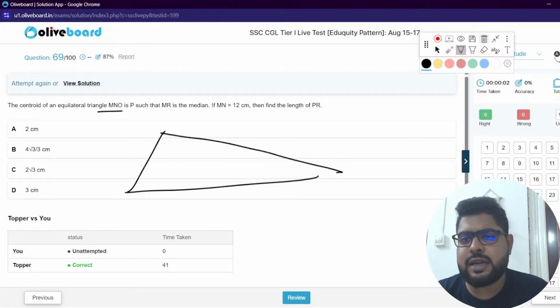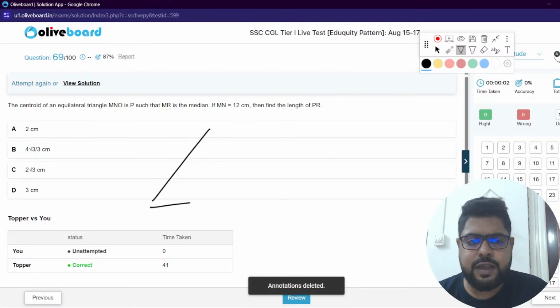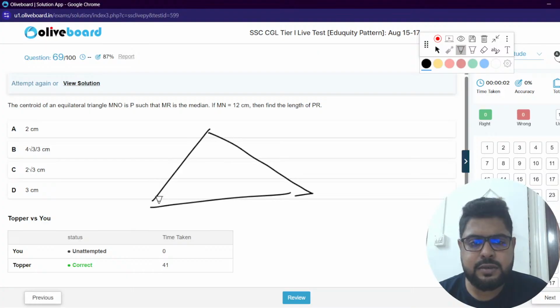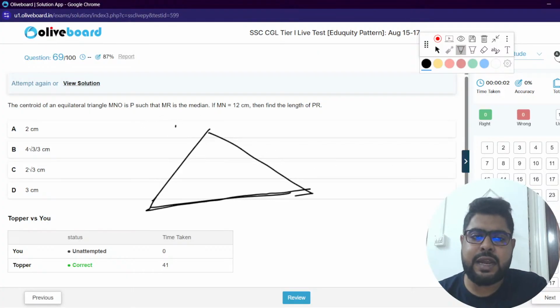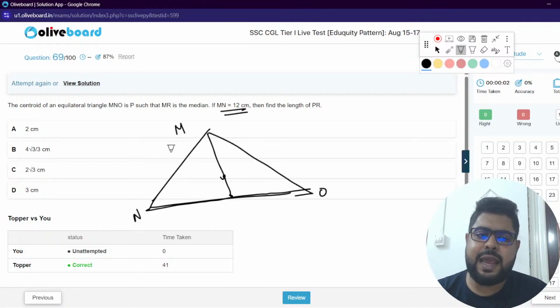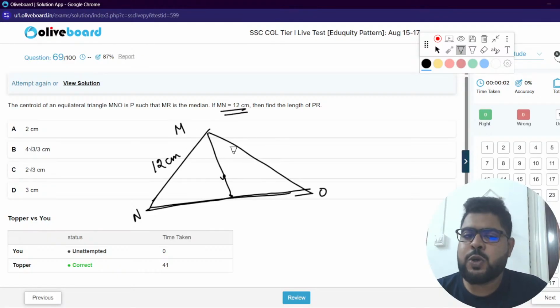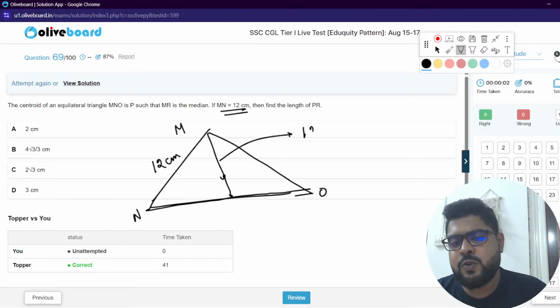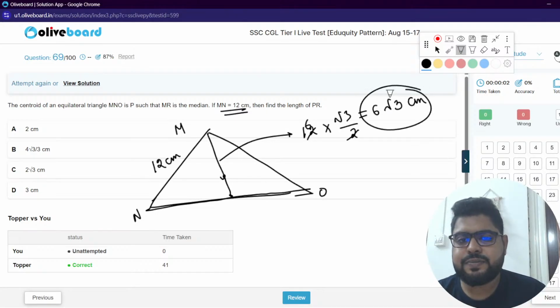Centroid of a triangle, chalo. Achha, equilateral triangle, sorry. Centroid of an equilateral triangle MNO. Okay, sir. Centroid will be like this. This will be height itself. MN is 12. So height will be 12 into root 3 divided by 2. That is 6 root 3 centimeters, sir.